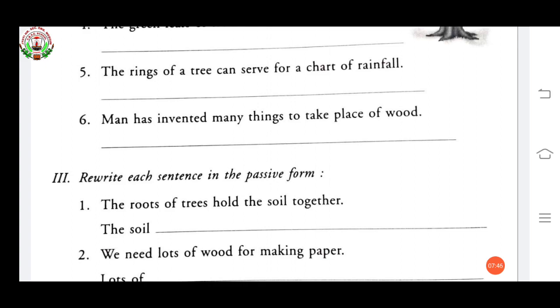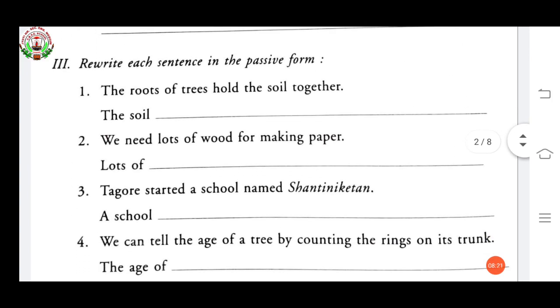Now sixth one. Man has invented many things to take place of wood. So your answer: man has invented many things in place of wood. You have to remove this "to". Take also you have to remove. In the place of this you have to write "in".